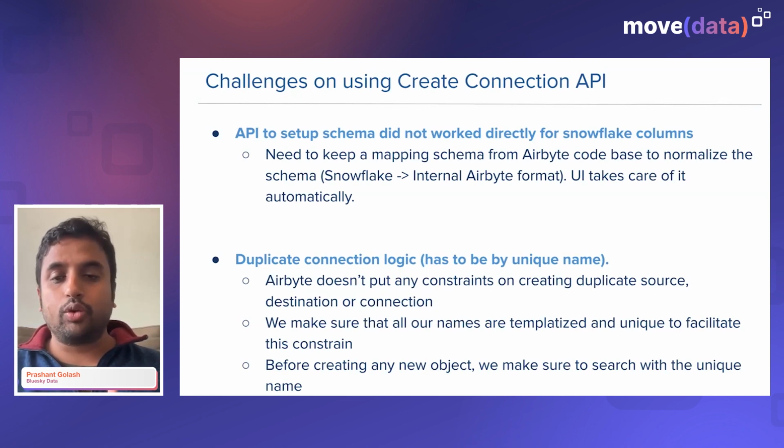So we dug into the Airbyte code base. We found that there is a mapping that they take care of internally. So we take care of that in our code base, and before creating the connection automation, we use this. This helped us work on that and finally fix the issue.